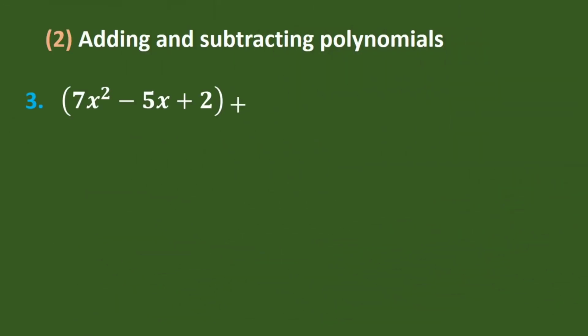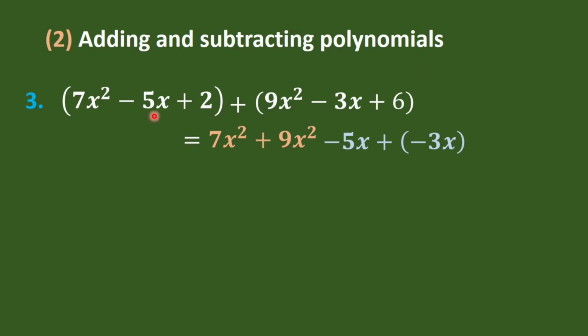Next, by applying this grouping, we have 3 terms. Combine first those with the same literal coefficients. So you have 7x squared plus 9x squared. Write it here below. Then the next term is negative 5x plus negative 3x. Write the terms below. And then 2 plus 6, you write the terms 2 plus 6. I just put some colors to identify that these terms are similar. 7x squared plus 9x squared is 16x squared, and then negative 5x plus negative 3x is negative 8x. 2 plus 6 is equal to positive 8.